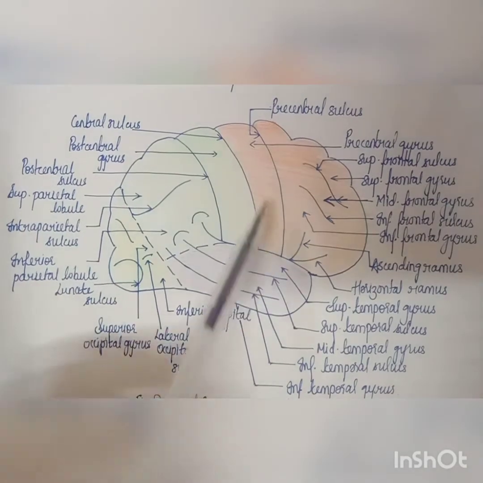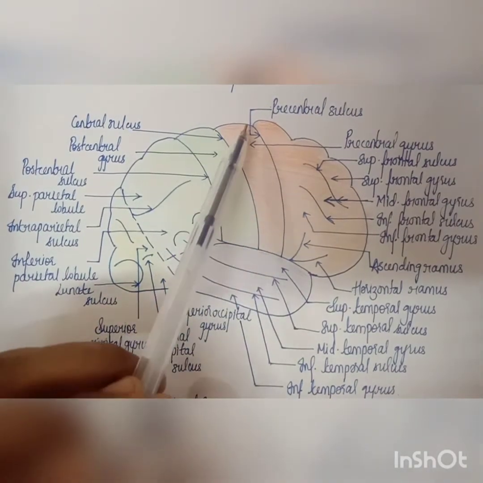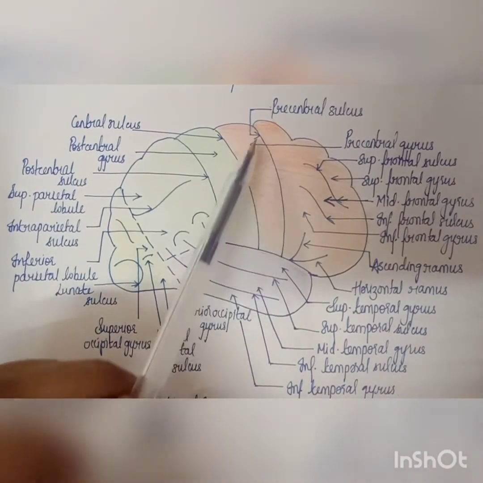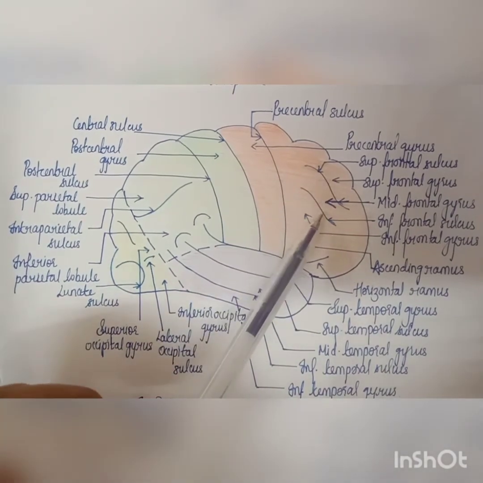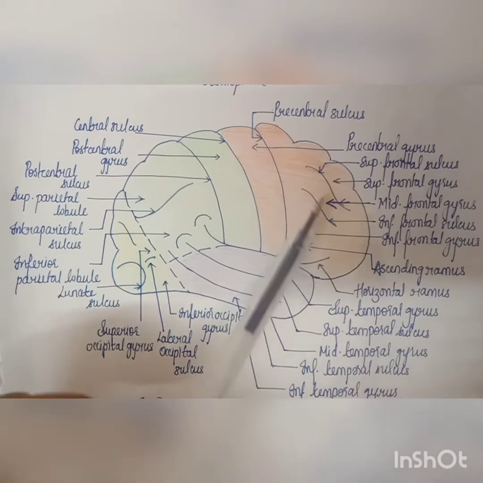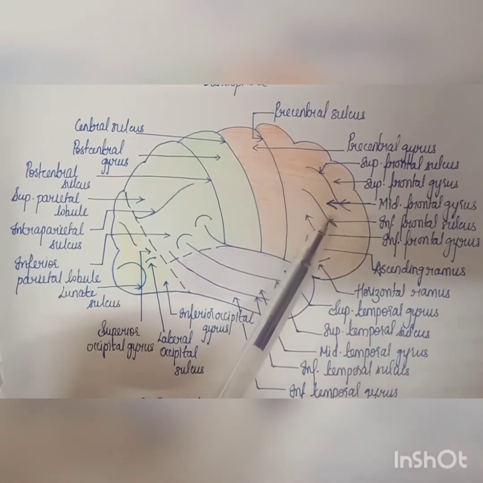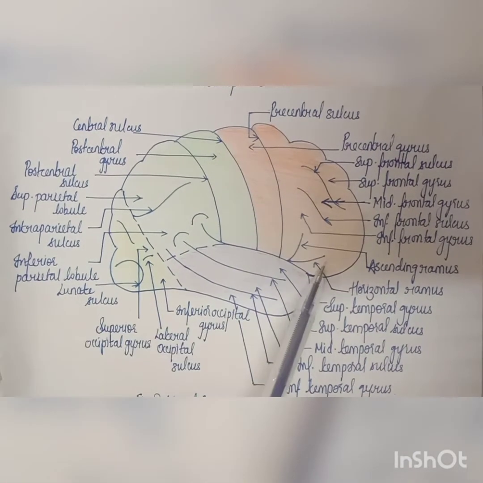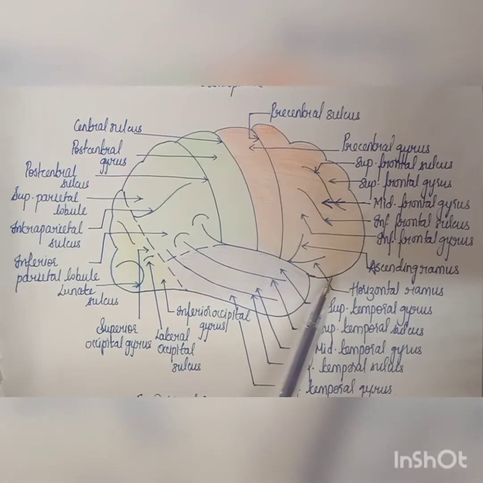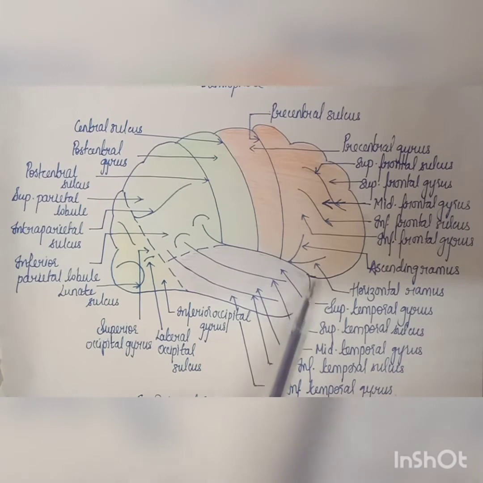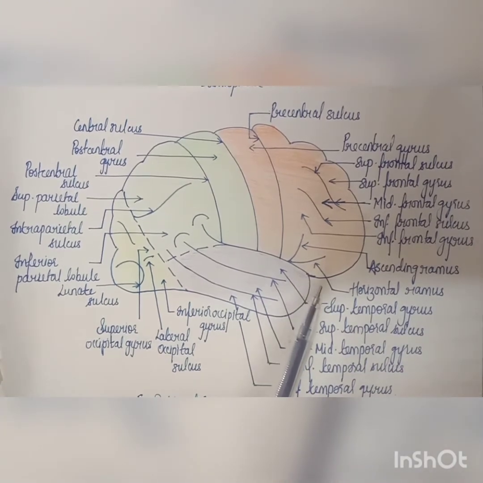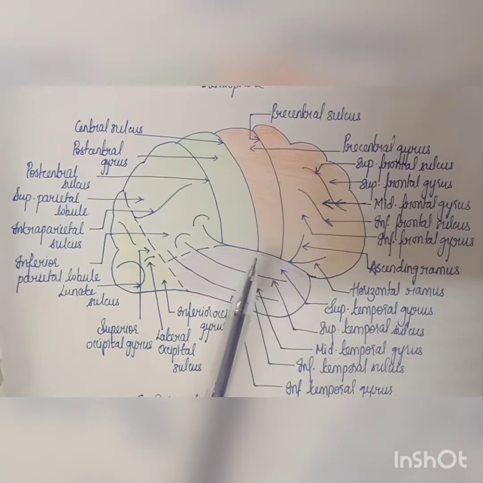A precentral gyrus lies between the central sulcus and the precentral sulcus. The area in front of the precentral sulcus is divided into the superior, middle, and inferior frontal gyri by superior and inferior frontal sulci. The inferior frontal gyrus is further divided by the anterior horizontal and anterior ascending rami of the lateral sulcus into pars orbitalis, pars triangularis, and pars opercularis.